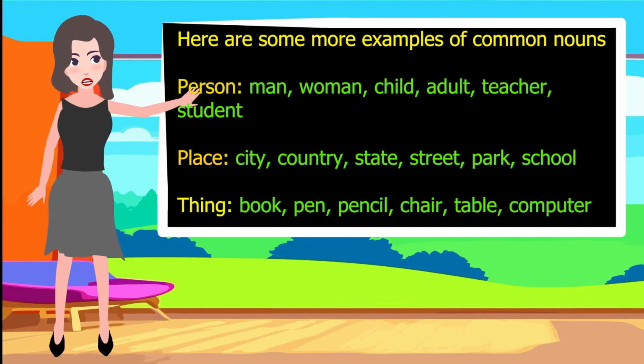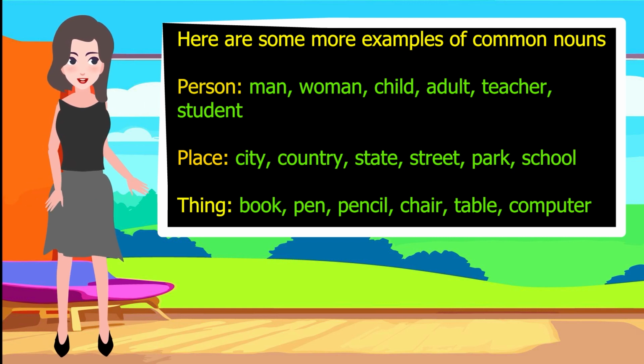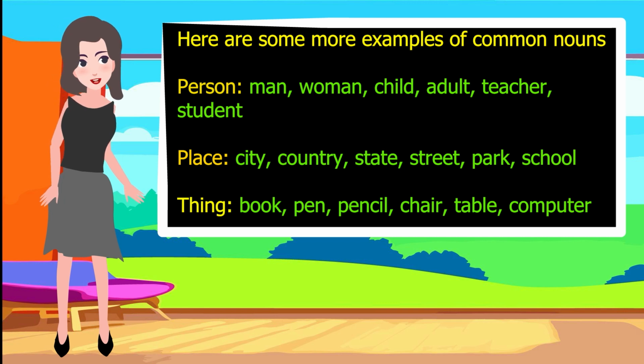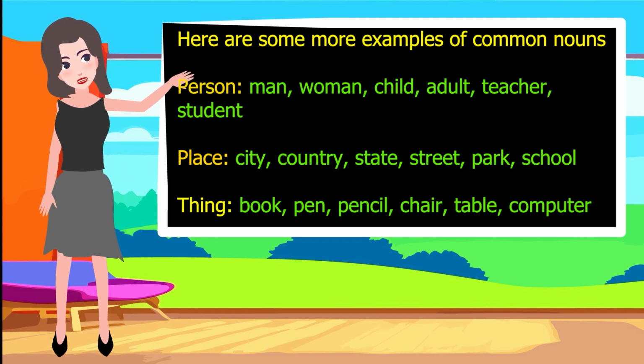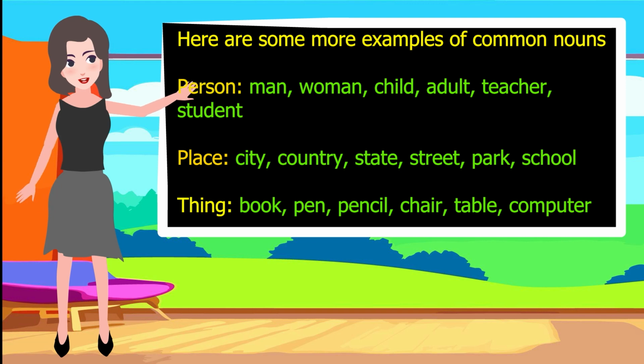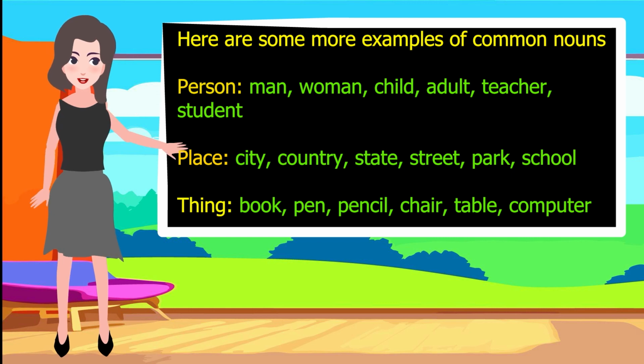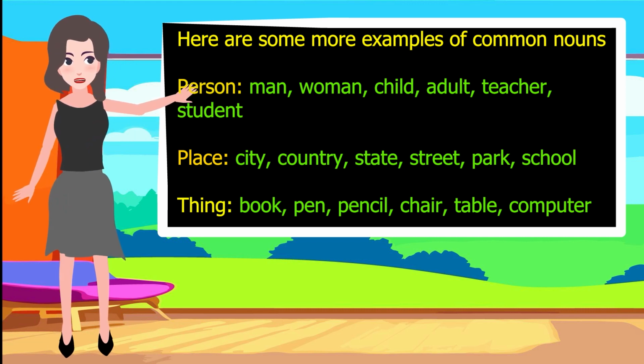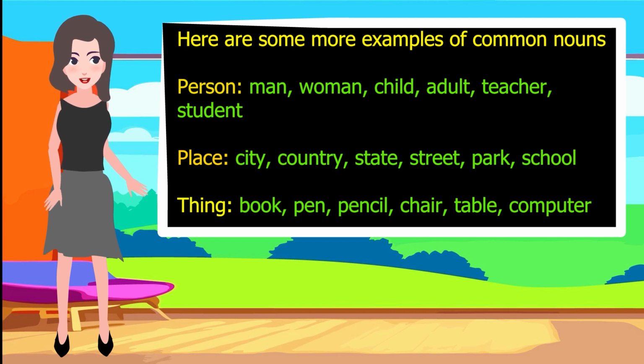Person, man, woman, child, adult, teacher, student. Place, city, country, state, street, park, school. Thing, book, pen, pencil, chair, table, computer.